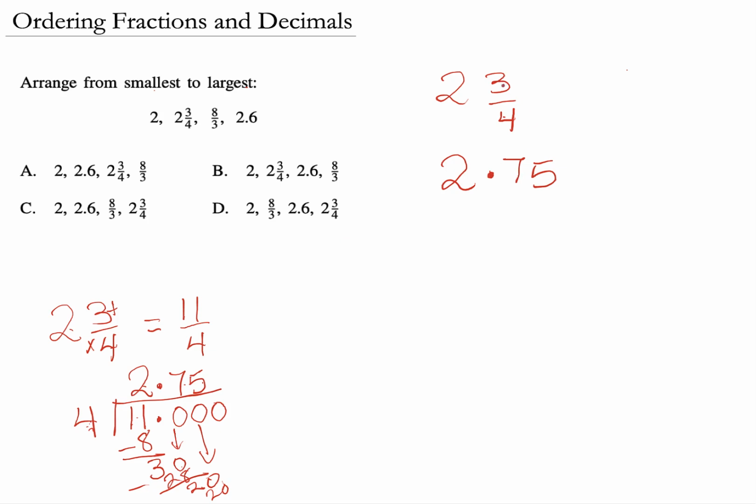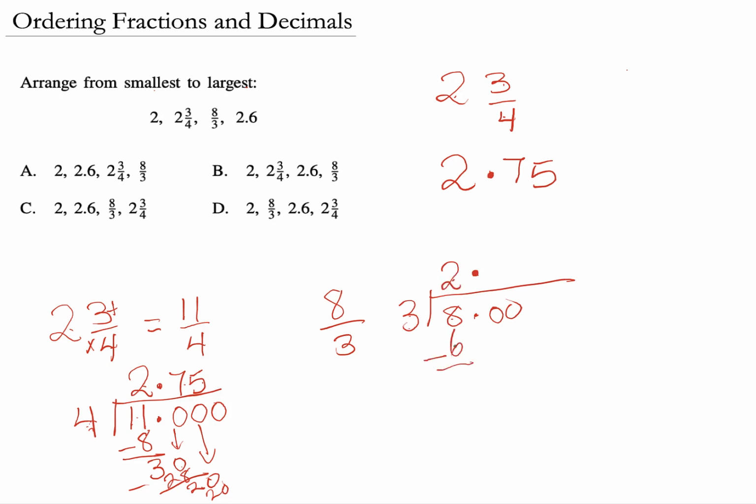But if you knew that 3 over 4 is 0.75, then 2 is your whole number, put your decimal point, and then your fraction portion comes after. 8 over 3, we have to change that. So it's 8 over 3. Again, I'm going to do my division. Here's my divisor. Here's my 8. And we're going to begin to divide. Now 3 goes into 8 2 times. 2 times 3 is 6.